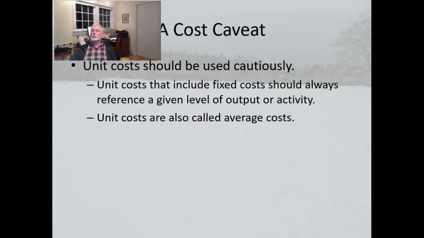You've got to be careful when you use unit costs because they change. They're sometimes called average costs or unit costs. Because fixed costs are fixed, as volumes change, the unit cost changes. And you've got to be careful when you start using unit costs because they're not the same at different levels of volume.